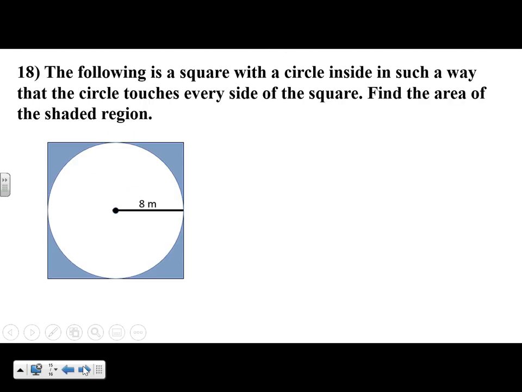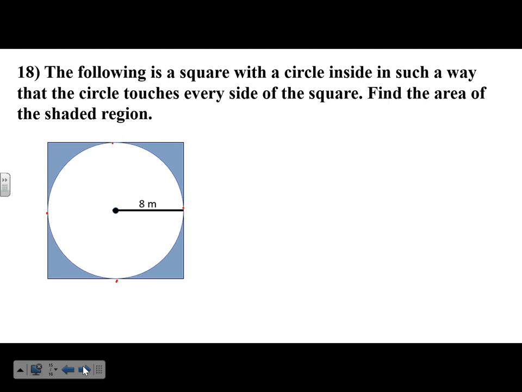Now, these last two problems are just kind of ones to make you think a little bit. They're a little bit different, and they show up occasionally. So the following is a square with the circle inside in such a way that the circle touches every side. So the circle touches here, here, here, and here. A lot of different properties you can use with this, or that we'll talk about with this. Find the area of the shaded region.